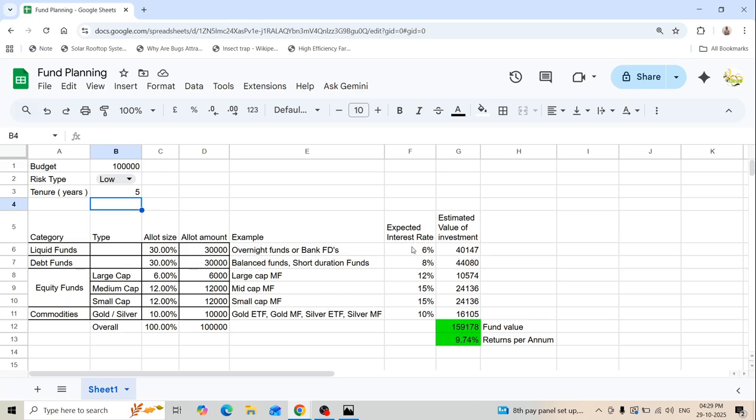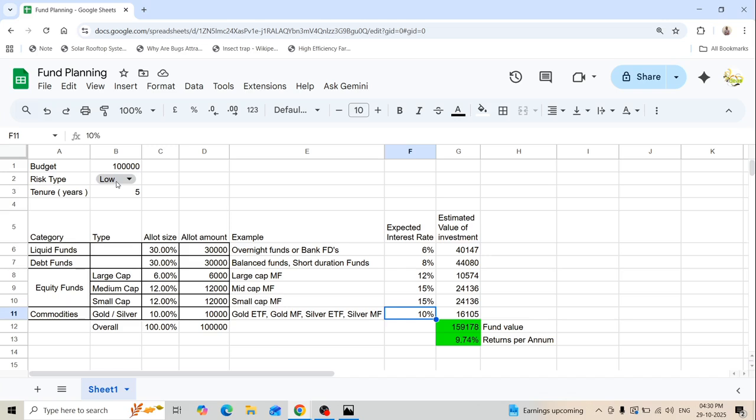I have also mentioned the estimated interest rate for each category. For bank FDs, it's an average of 6%, short duration 8%, large cap mutual fund 12%, medium and small cap 15%, and gold and silver commodities with annualized return of around 10%. So after the completion of 5 years, our investment of 1 lakh will be around 1.59 lakhs, which is giving around 9.74% annualized returns.